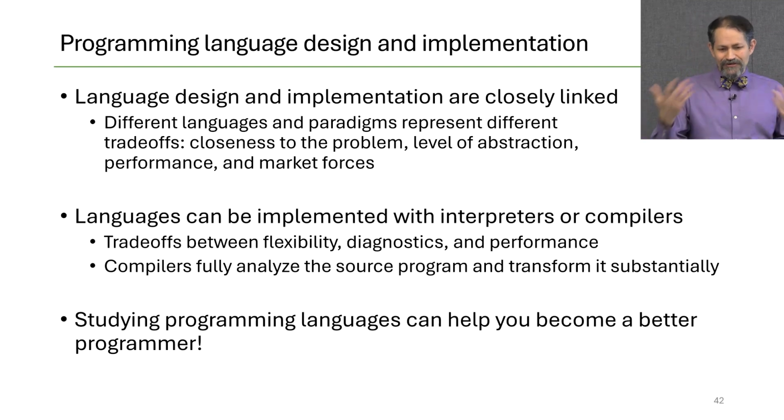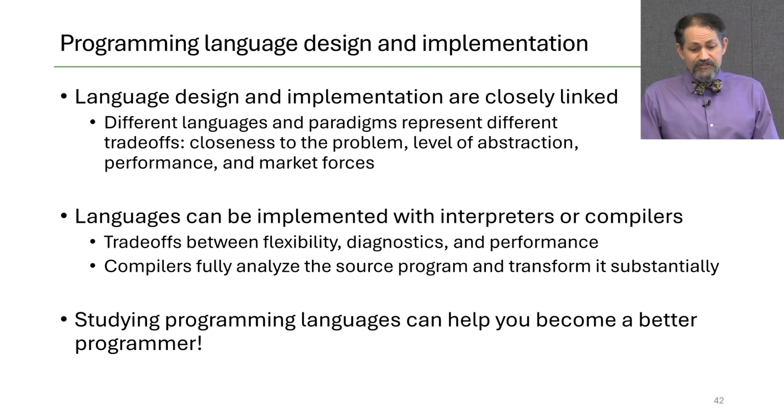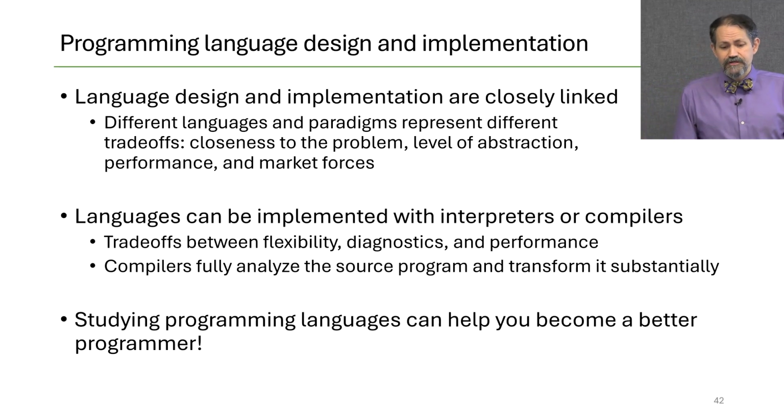Summing up the first chapter, programming language design and implementation are closely linked together. Different languages and paradigms represent different trade-offs. More declarative languages might be closer to the problem, higher level in terms of abstraction, whereas sometimes imperative languages might provide more performance. And of course, market forces and what you want to do might also impact the language that you choose.